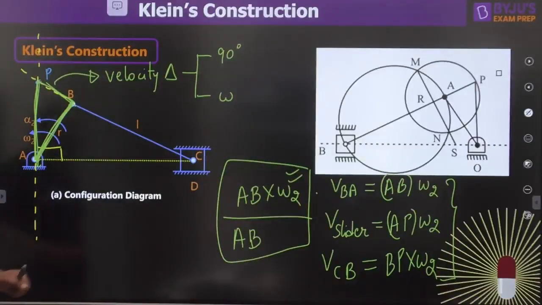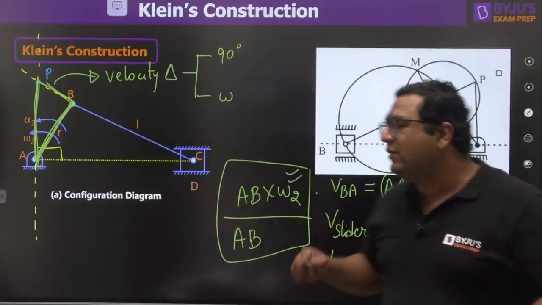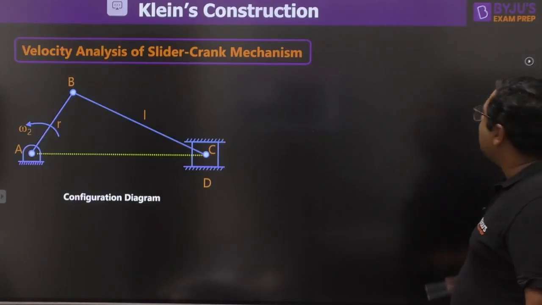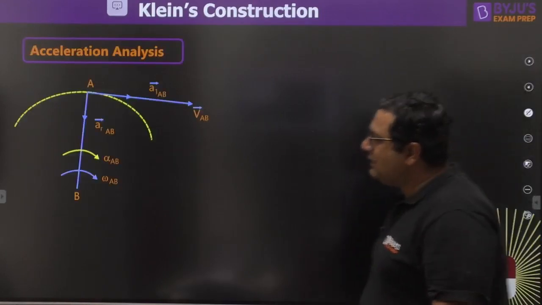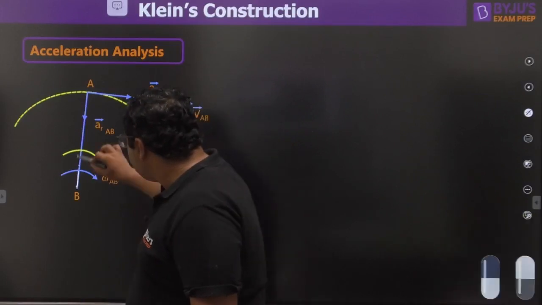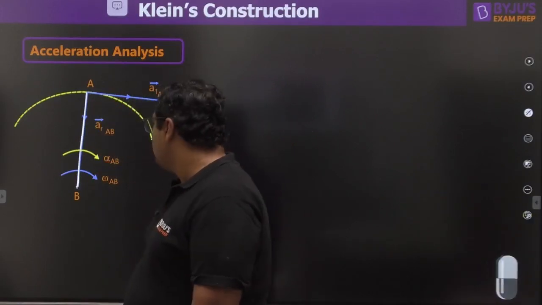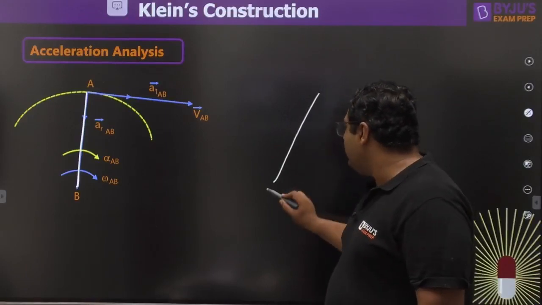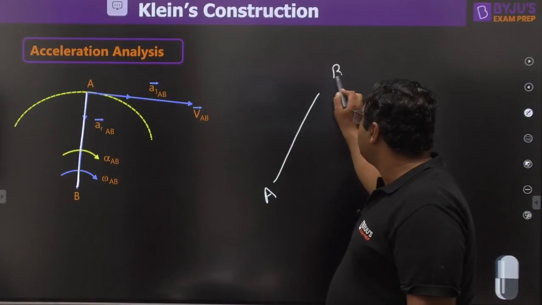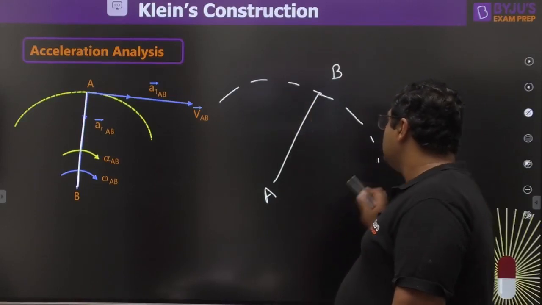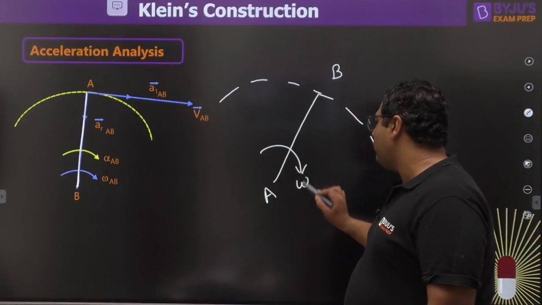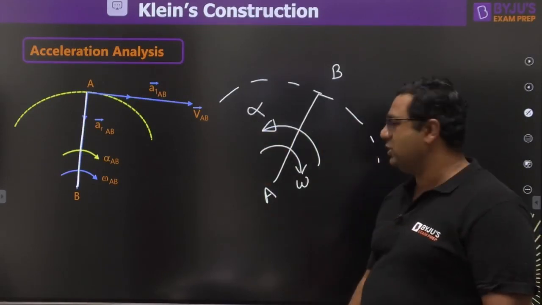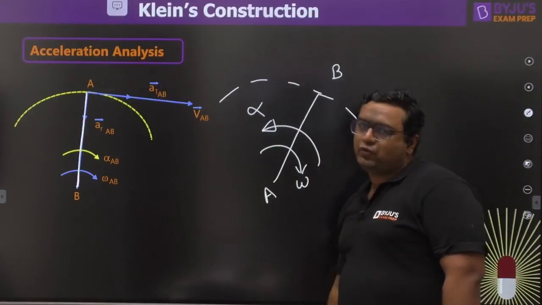Now, my dear, in the acceleration diagram, if we go, for that I will be giving you a brief idea of the types of acceleration first of all. So, my dear, what is that brief idea? If you see this diagram, if there is any link, let us say I am taking this length separately. If you have any link, let us say this link is AB, and this link is rotating with some angular velocity of omega and with some angular acceleration of alpha. This is retardation because angular velocity and alpha are in opposite direction.